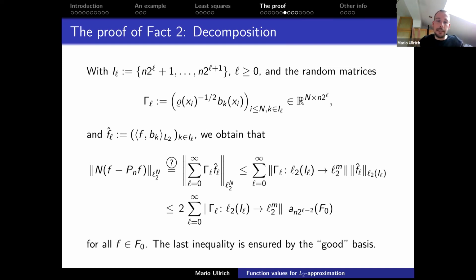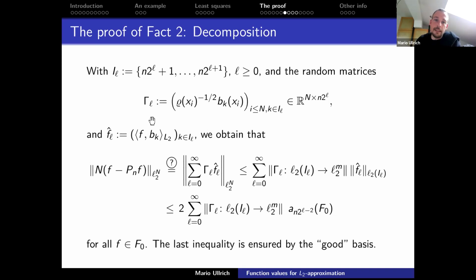But this direct idea only works if the class you're considering is a Hilbert space. It's just because this isometry does not work if you don't have an orthonormal basis in your class of functions you want to approximate. Basically, our class F is not even a vector space. So this does not work, but that's only the technical reason.